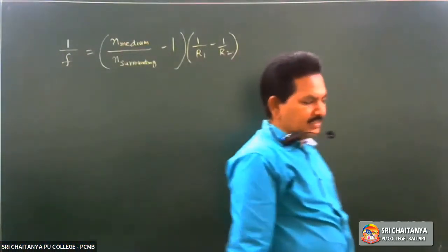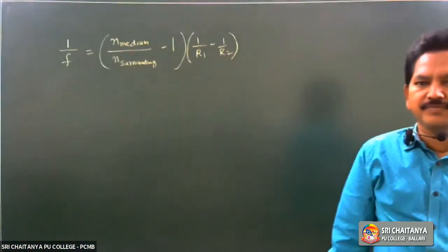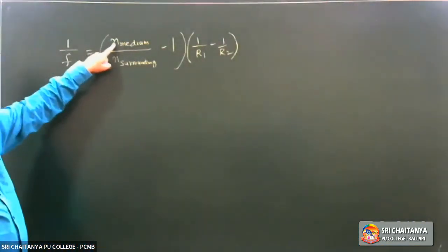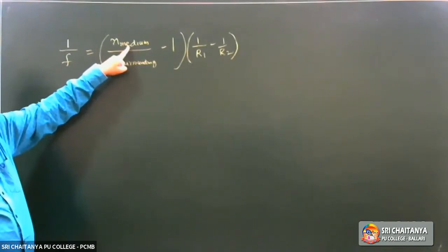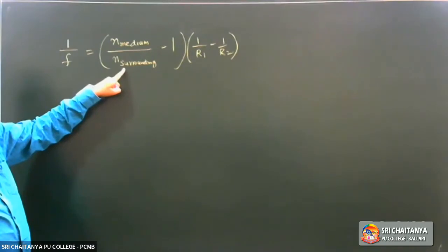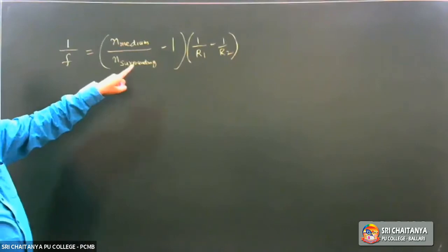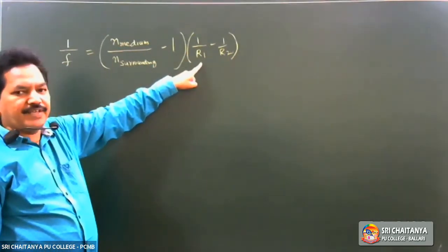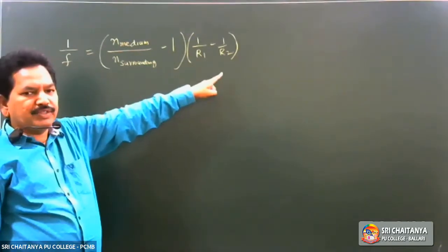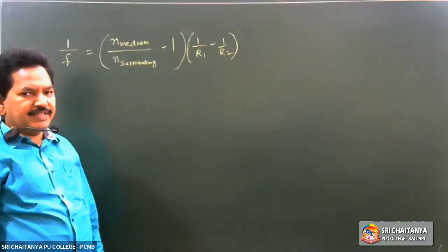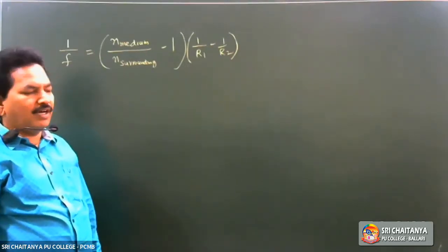f represents the focal length of the lens. n medium represents the refractive index of the material of the lens. n surrounding represents the refractive index of the medium in which the lens is kept. R1 is the radius of curvature of the first surface, and R2 is the radius of curvature of the second surface. This is the lens maker formula.